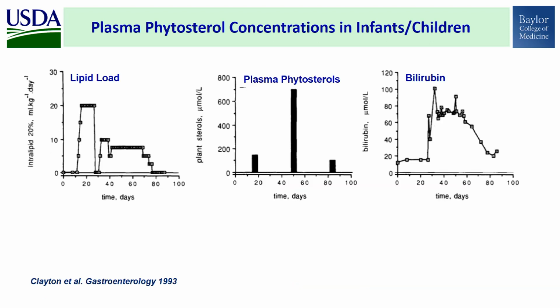So also in this study from Clayton and others, they showed an important concept, and it's shown here, and that is when the phytosterol lipid load is increased, shown on the left-hand panel, there is then an eventual increase in phytosterol concentrations in the plasma, which you can see at about day 50 in the center panel. But when phytosterol loads are decreased, as you can see on the left, this then results in a decrease in plasma phytosterols. And what you can see in the final panel on the right is that as phytosterols increase, there's a direct correlation with the concentration of bilirubin in the blood.